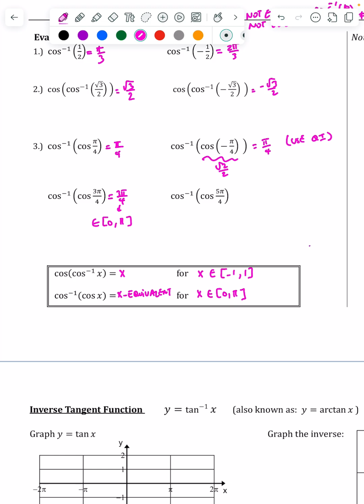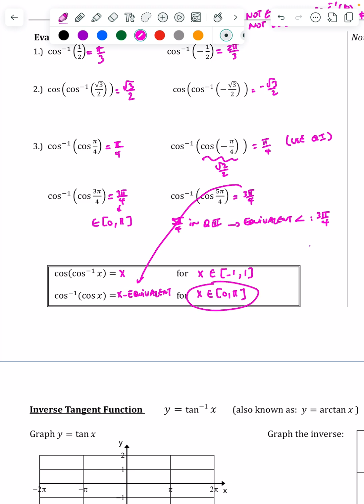5 pi over 4 is not between 0 and pi. So here I'm going to say 5 pi over 4 is in quadrant 3. So what's the equivalent for it? You see, we said x equivalent. What's the equivalent that would give you the same value? The equivalent angle, just to be clear, is 3 pi over 4. So this answer is going to be 3 pi over 4. Okay, and that's what we mean by x equivalent.